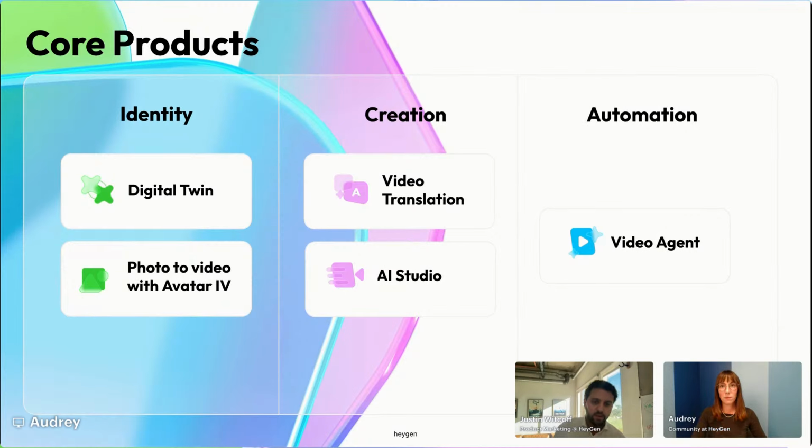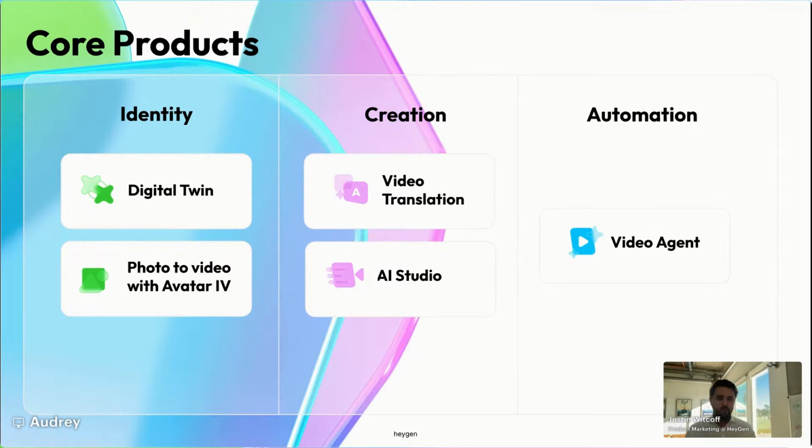Photo to video with Avatar 4 is exactly what it sounds like. You can upload photos of yourself, photos of other characters, and turn those into avatars in video. They are also realistic. They're also fantastic. It's just a bit of a quicker process than digital twin. And then as we move over to the creation component, we have 2 different video translation engines. We have speed and precision. The 2 of them each enable you to translate your videos into over 175 languages and dialects. And then you can edit all of this in-house in AI Studio.